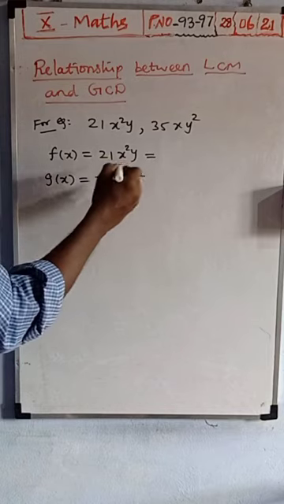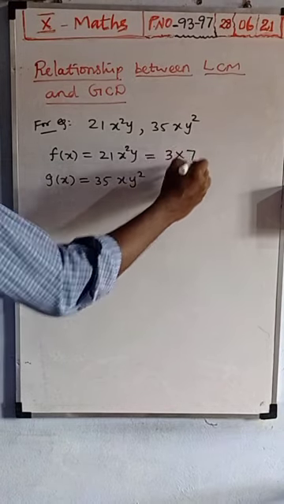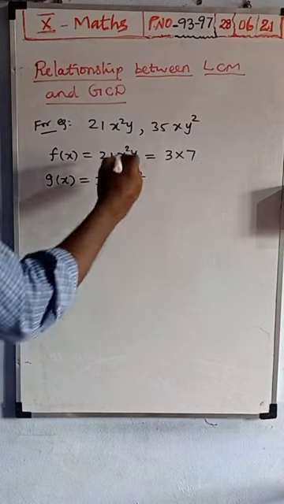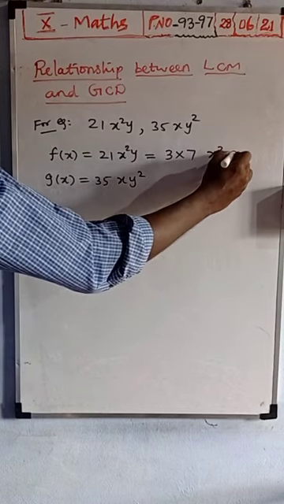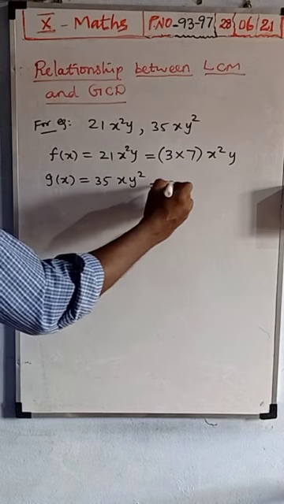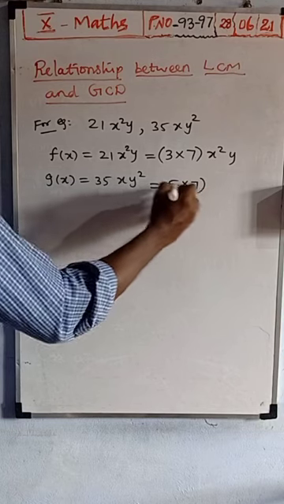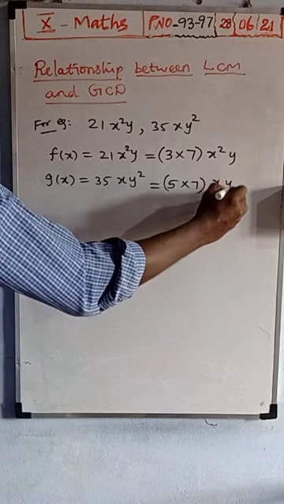Now you see first this. What is common? 21, how can we split it? 3 into 7, 3 sevens are 21, into x squared y. We can write 35 as 7 fives are 35, or 5 sevens are 35, into x y squared.